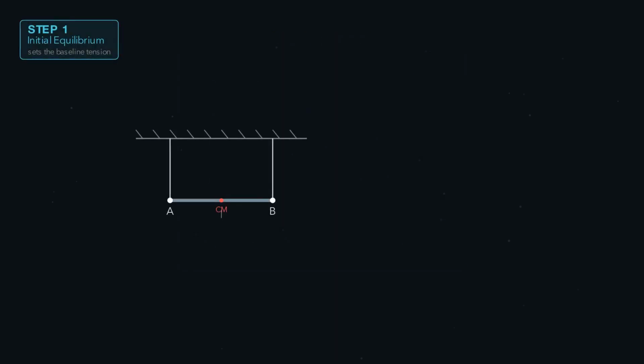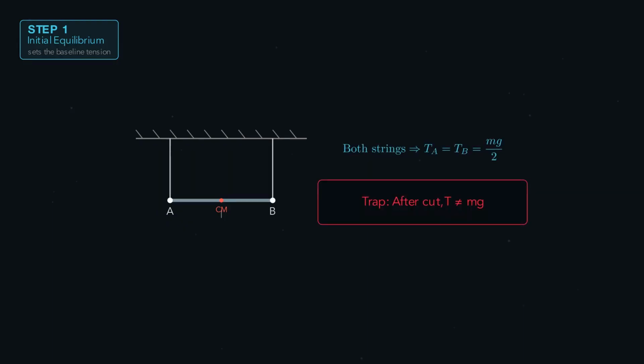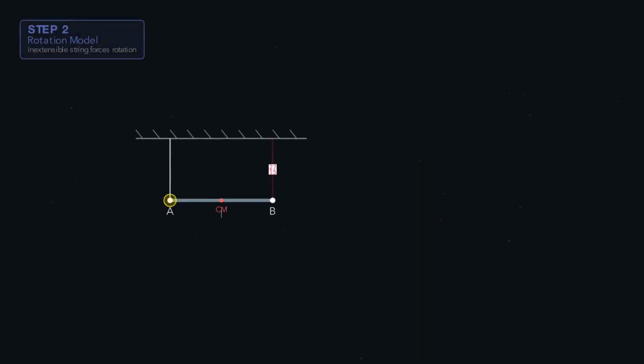Before the cut, each string holds half the weight. So each tension is mg/2. Most students guess that after cutting, the remaining string now holds the full weight mg. That's the trap. Now let's look at the rotation model. When string B is cut, end A is the only support. The string at A is inextensible, so end A can't move freely. The rod must rotate about it.